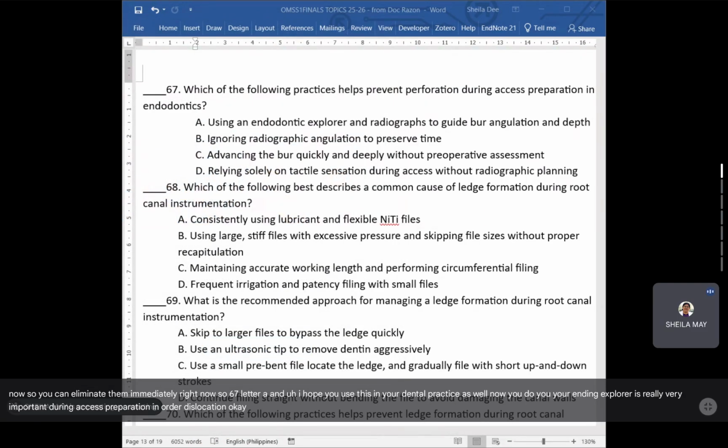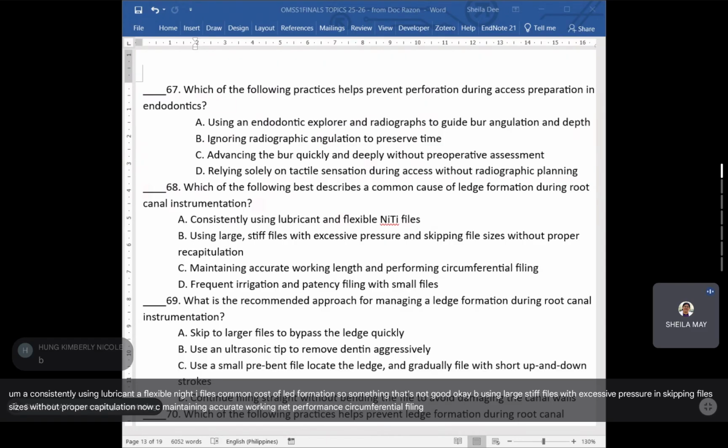Number 68. Which of the following best describes a common cause of ledge formation during root canal instrumentation? A, consistently using lubricant and flexible nickel-titanium files. Common cause of ledge formation, so something that's not good. B, using large stiff files with excessive pressure and skipping file sizes without proper recapitulation. C, maintaining accurate working length, performing circumferential filing. D, frequent irrigation and patency filing with small files.